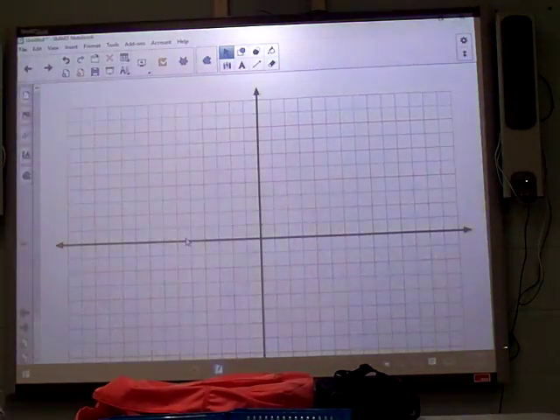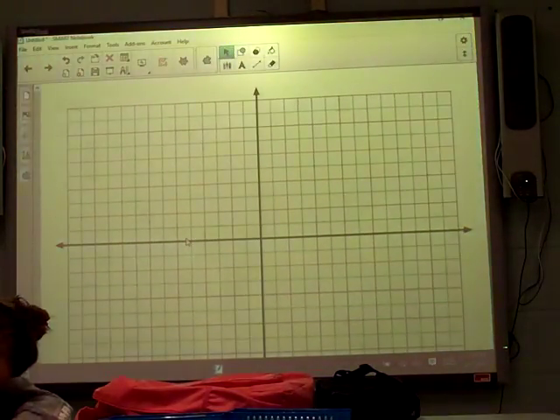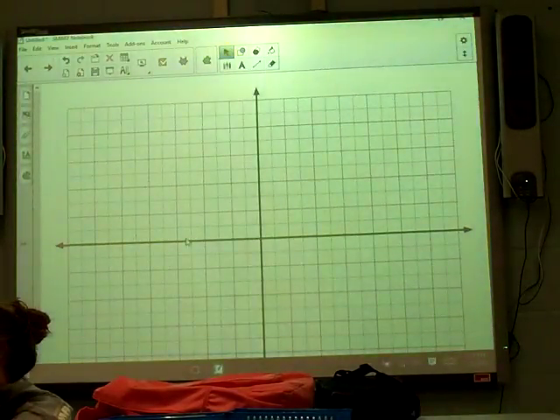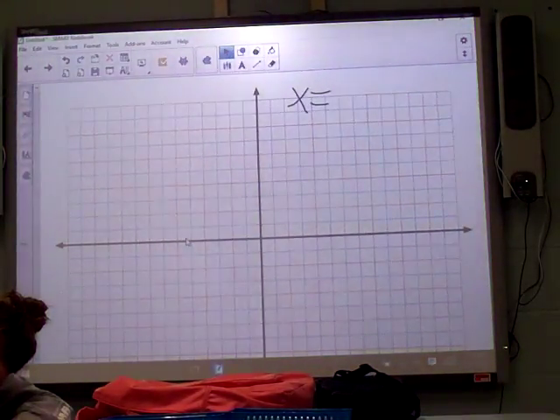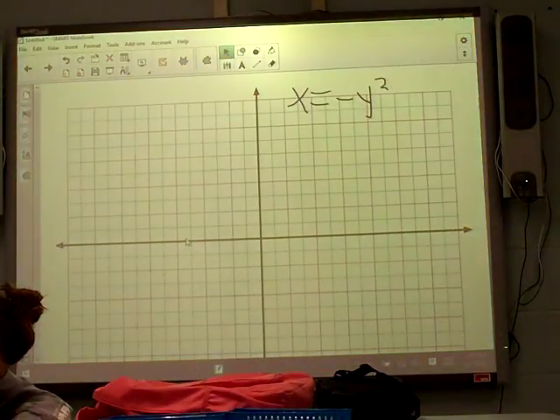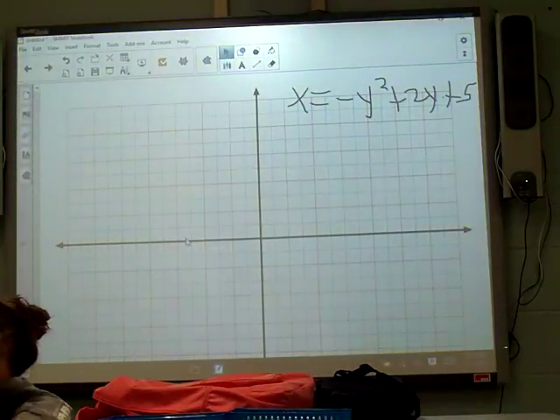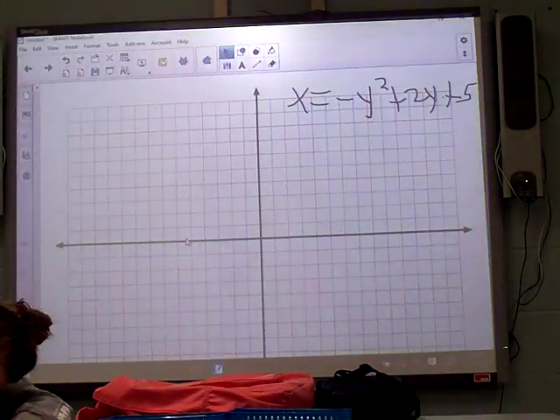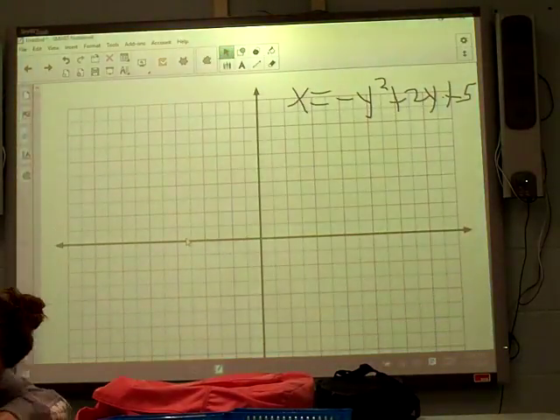It was awesome. Okay. We got x equals negative y squared plus 2y plus 5. We're going to do all 5 things that we did yesterday. We're going to find the vertex, the axis of symmetry, draw the graph, find the domain, and find the range.